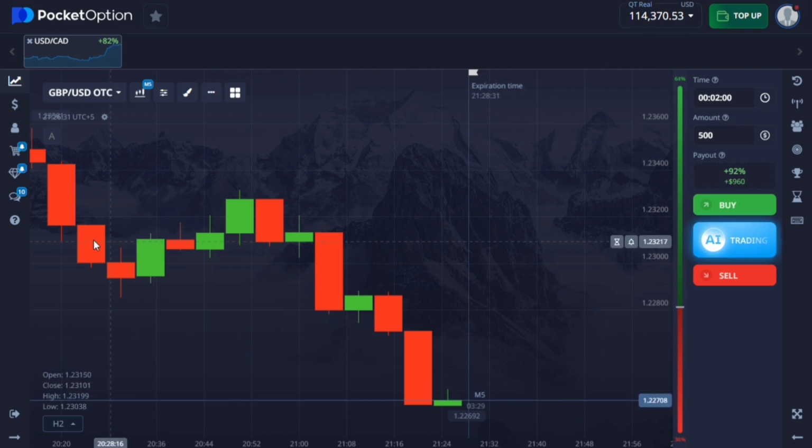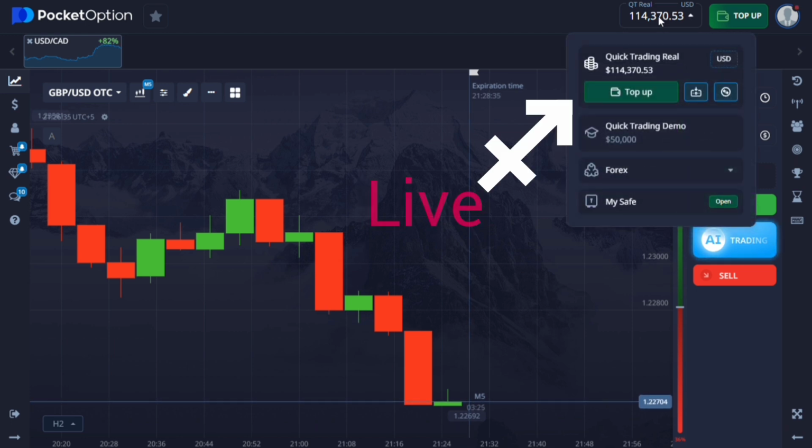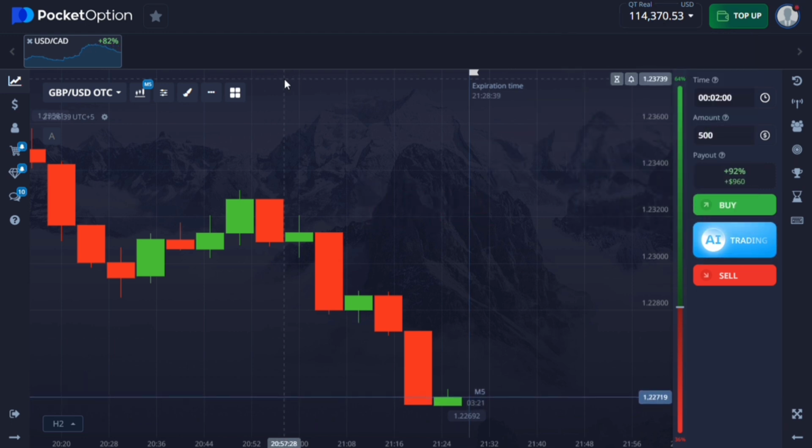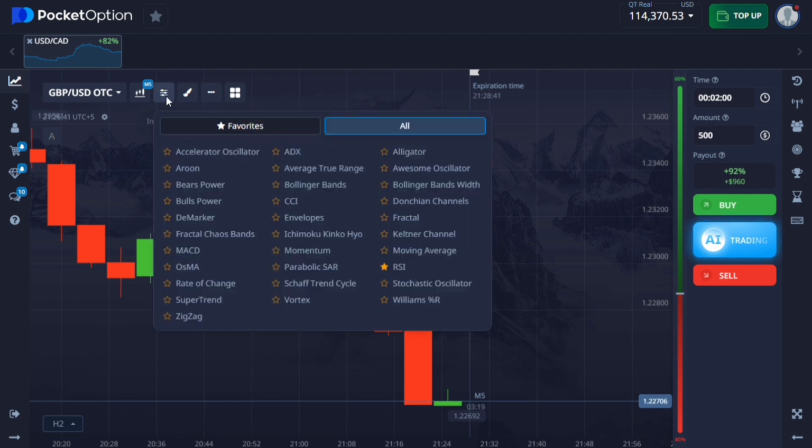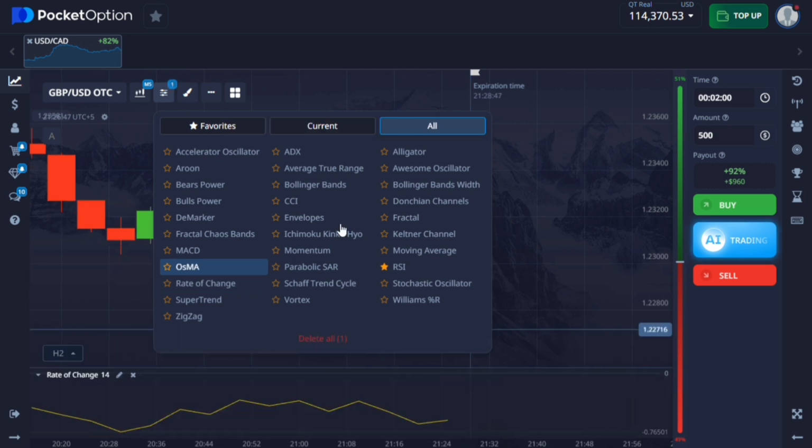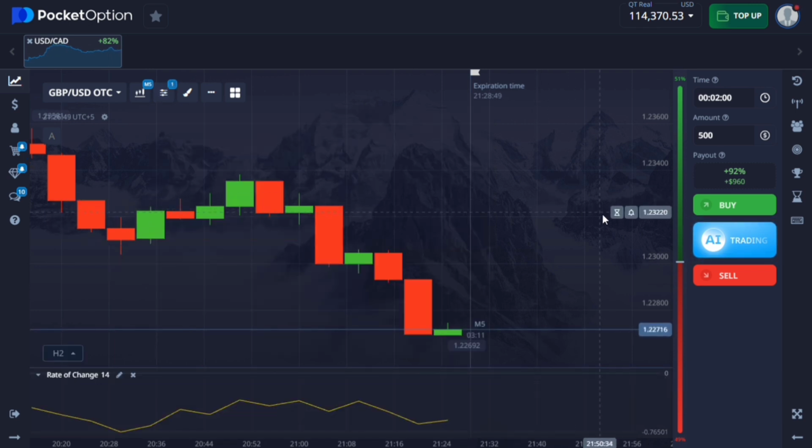Today, we're going to explore one of the most powerful technical indicators in trading, the rate of change (ROC) indicator. This indicator is a game changer for identifying trends, spotting reversals, and maximizing your profits. So, let's dive in. Go to the indicator section and select the indicator ROC.